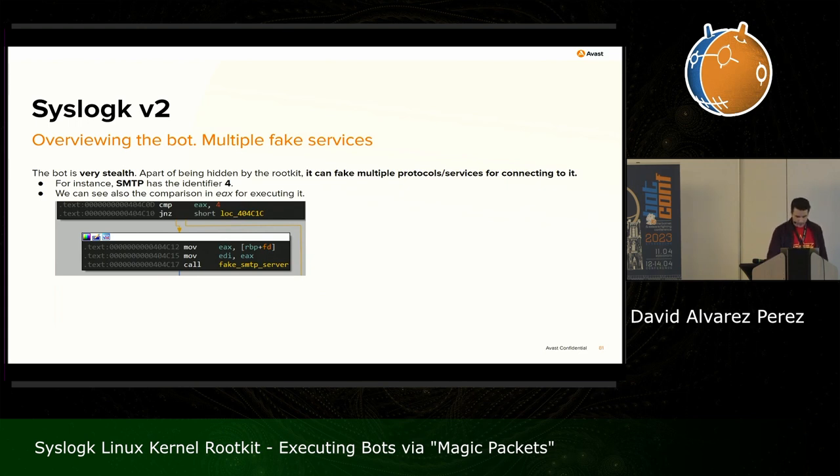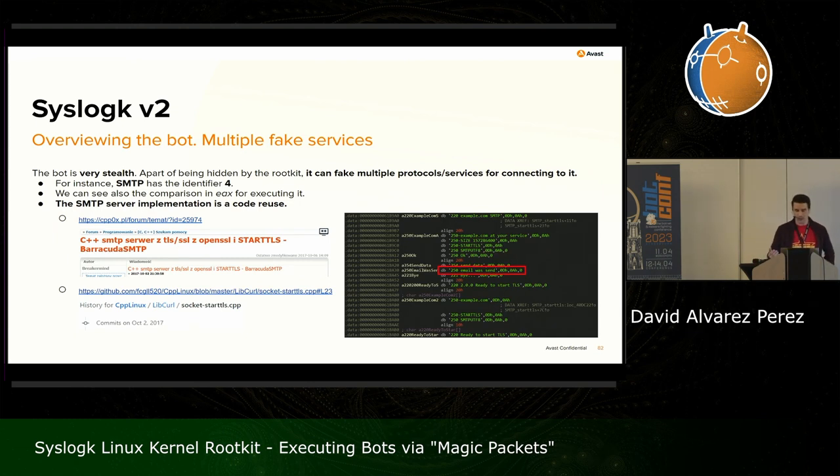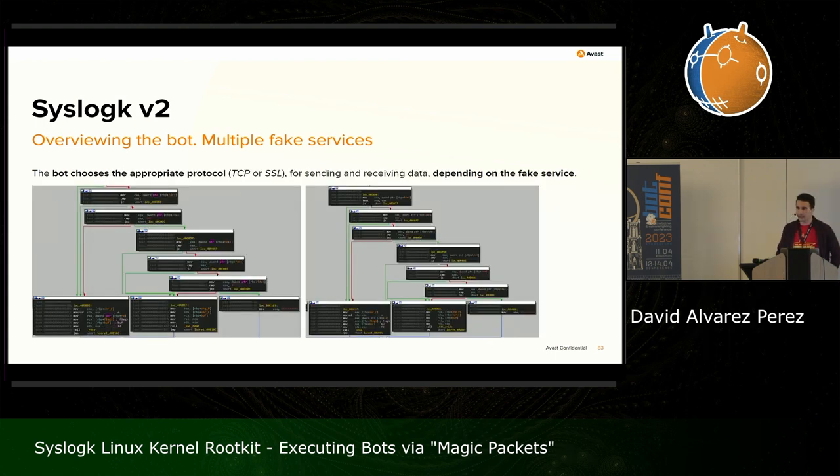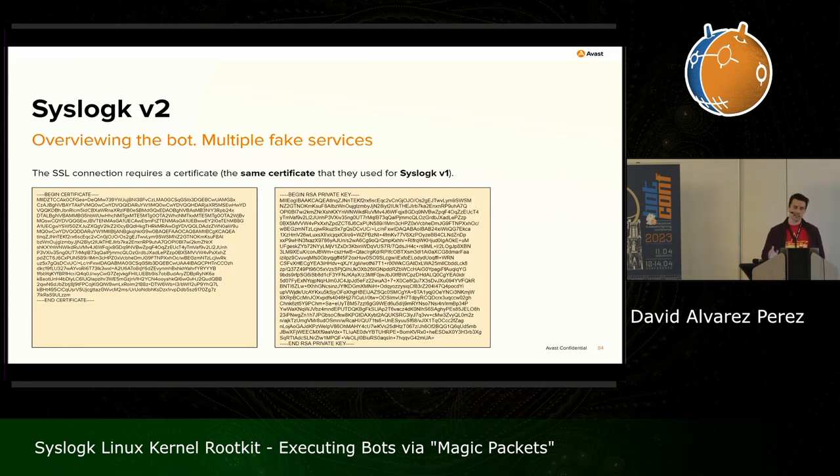Again, the comparison against F4 with the fake SMTP server. If we take a look at the code of the SMTP server, we can notice a typo in it. That allows us to find the source code on the internet that dates from 2017. This is the code they use for implementing the SMTP server. Depending on the protocol, they have a function that handles both TCP or SSL, so it's transparent from the developer's perspective. In case it uses SSL, it will rely on this certificate that they were also using in Syslogk version 1, which is interesting for hunting new samples.